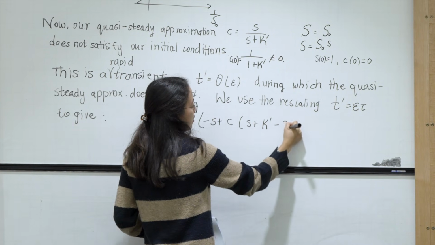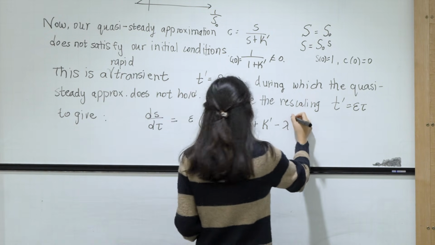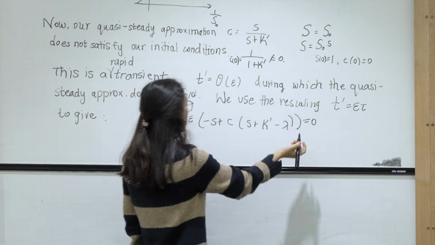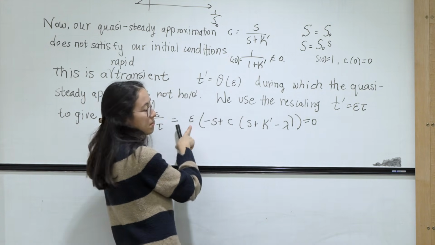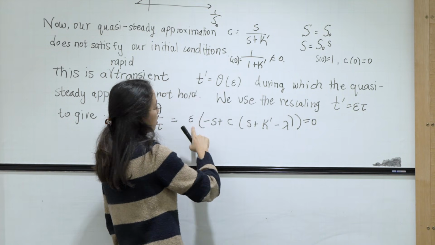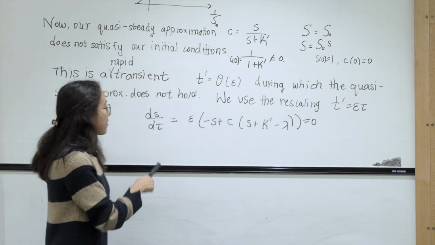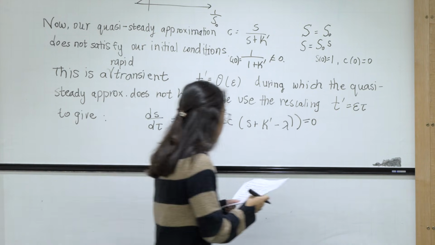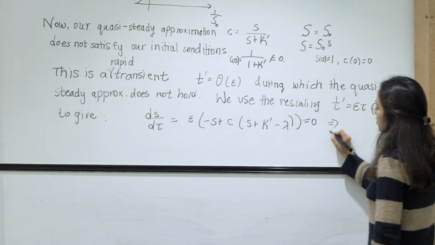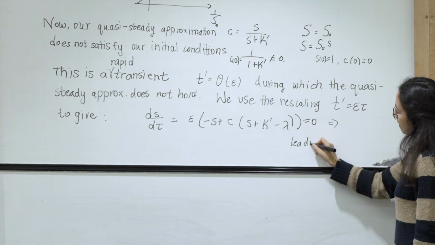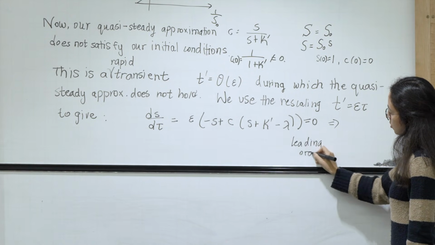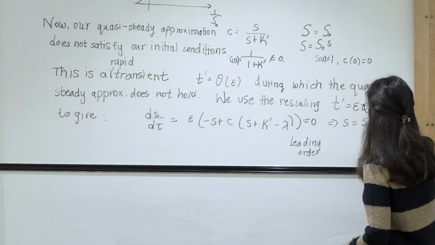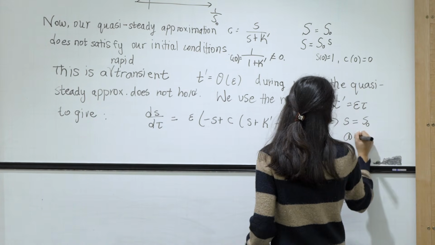And if you remember, we also had this lambda, which was just a combination of some of the constants for the rates of reaction. So why did I put 0 here? Because this epsilon is going to 0, it is some very small quantity. So this tells us that ds/d tau is now going to 0, which implies that s goes to a constant. This is to leading order. So we have that s is s0, which is a constant.